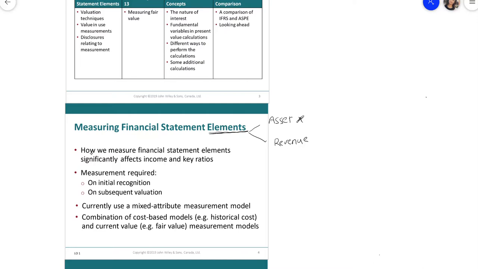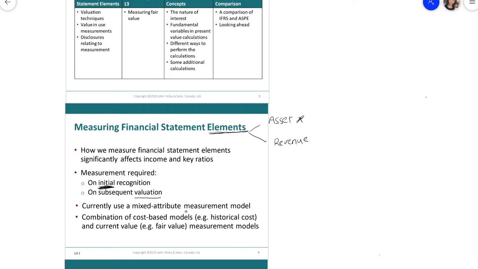In this measuring chapter, we're going to know how we measure financial statement elements significantly affect the income and the key ratios. Sometimes the measurement is required at the time the initial event or the initial transaction happens, and sometimes the measurement is required when we are doing a subsequent valuation, maybe later on at the end of the year, and that's when we do the measurement.